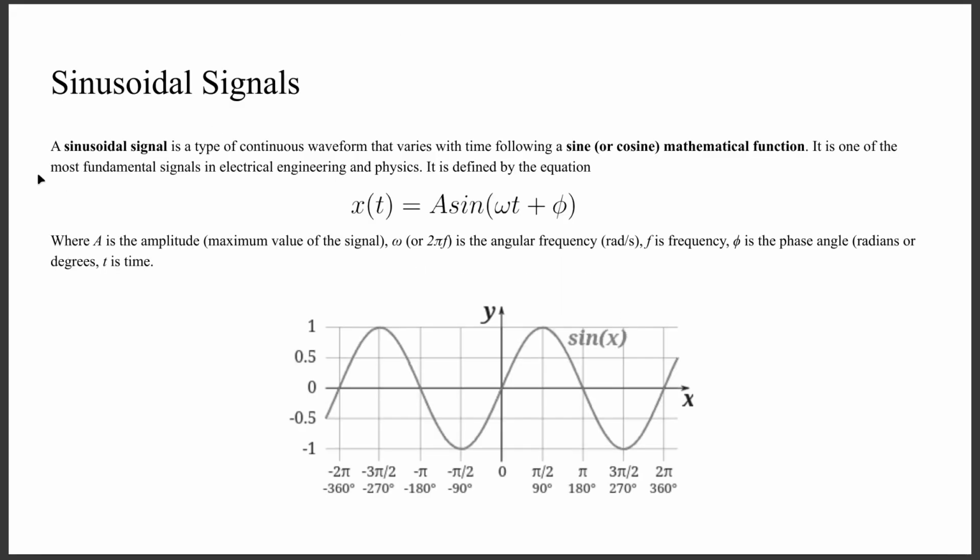Signals. Sinusoidal signals. A sinusoidal signal is a type of continuous waveform that varies with time following a sine or cosine mathematical function. It is one of the most fundamental signals in electrical engineering and physics and is defined by the equation x of t equals A sine of omega t plus phi, where A is the amplitude, omega or 2 pi f is the angular frequency in radians per second, f is frequency, phi is the phase angle in radians or degrees, and t is time.